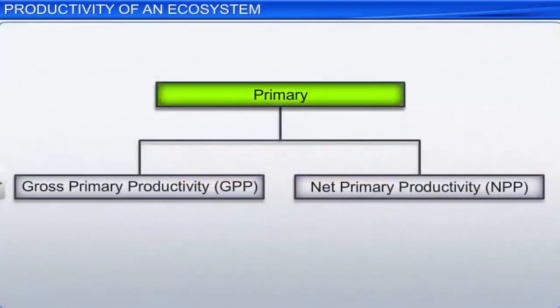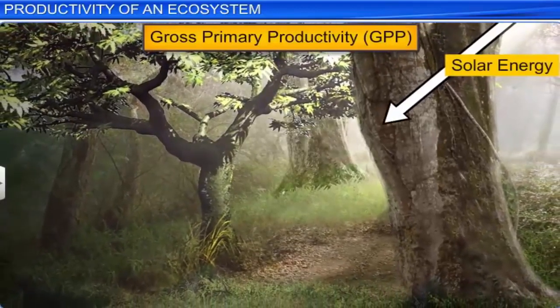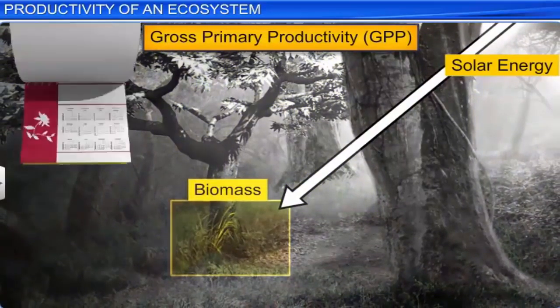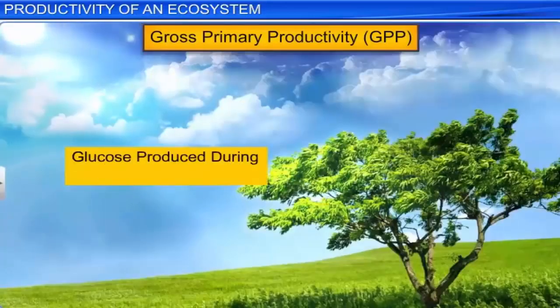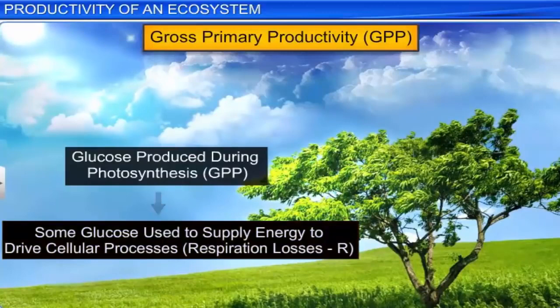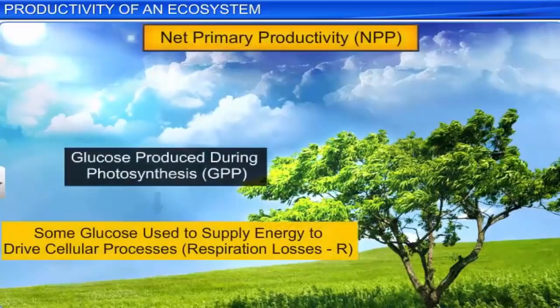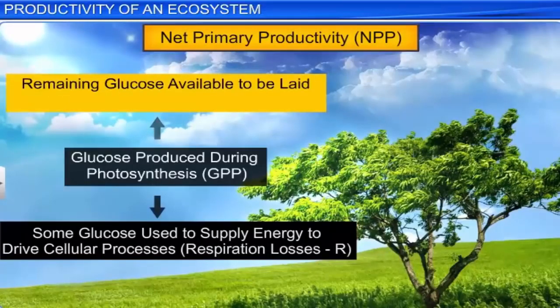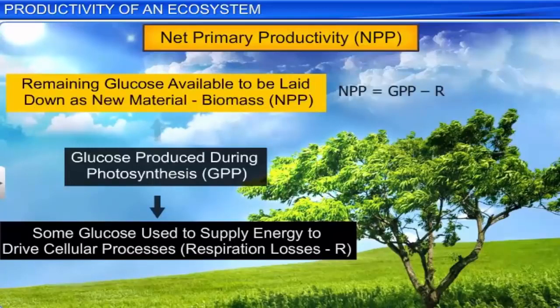Primary productivity can be categorized as gross primary productivity, or GPP, and net primary productivity, or NPP. GPP is the total energy fixed by primary producers as biomass through photosynthetic activity per unit area per unit time. A fraction of this GPP is used by plants during respiration to meet their energy requirements. This is known as respiration losses and is denoted as R. Now, if respiration losses are subtracted from GPP, net primary productivity is obtained, which is the net biomass available for consumption by heterotrophs.